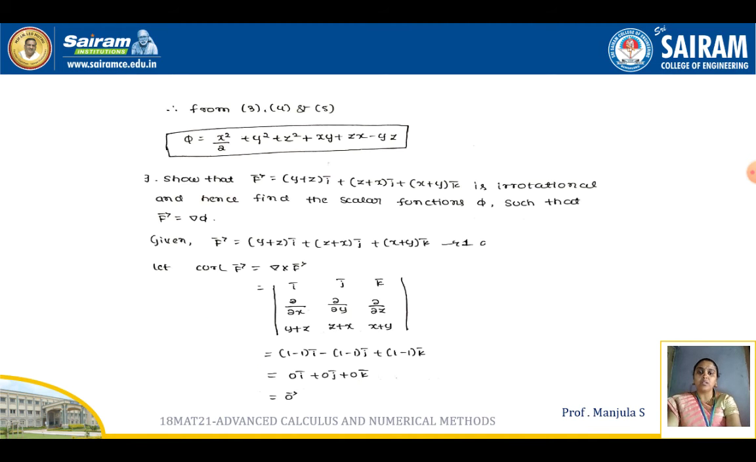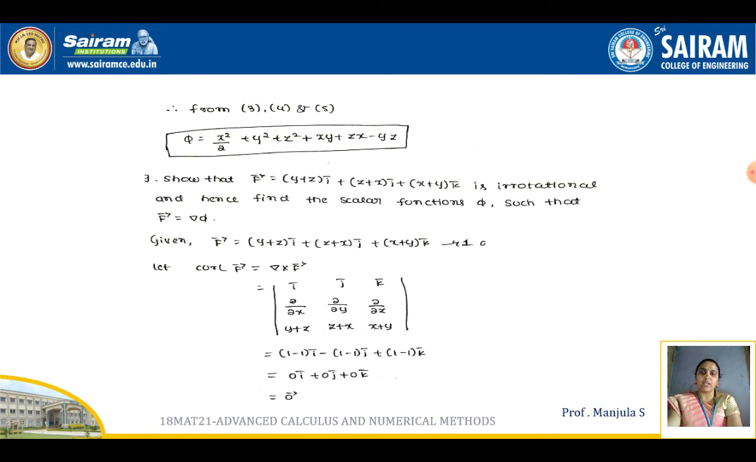Now we got three values of phi. All these three values we have to club and write, so that we get the value of phi as x square by 2 plus y square plus z square plus xy plus zx minus yz. This is the required potential function. Now we'll see the next problem.